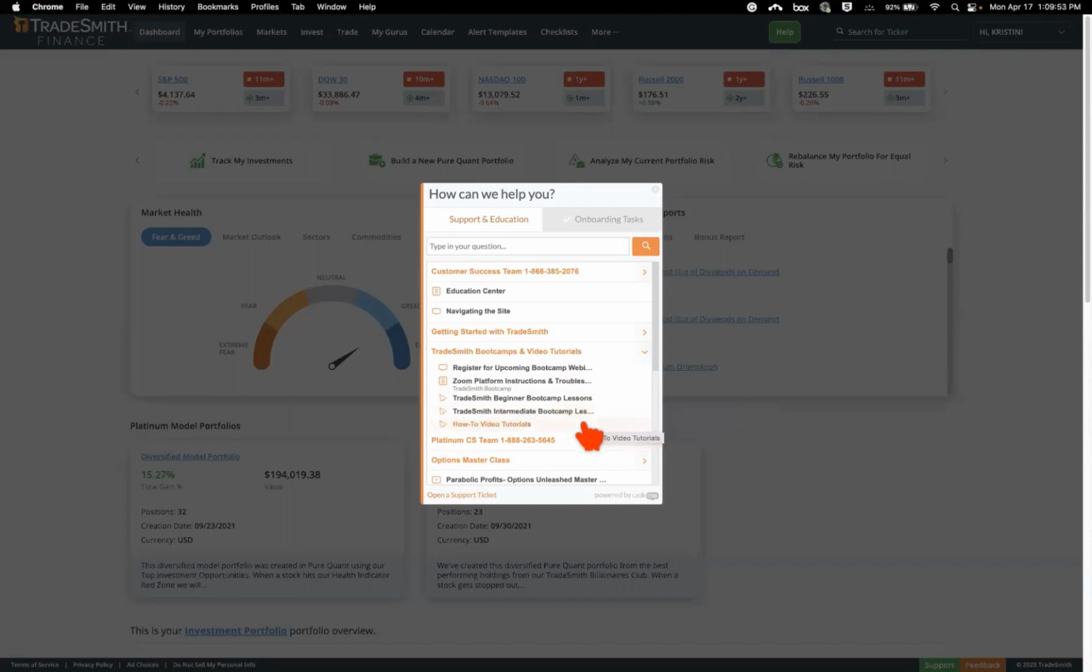Those of you that prefer shorter how-to videos, which are typically 20 minutes or less, you can check out the how-to video tutorials, which are usually on one tool or one particular feature. And those of you that are Platinum, you have a folder here now in the help menu. It's not an actual Platinum dashboard anymore.